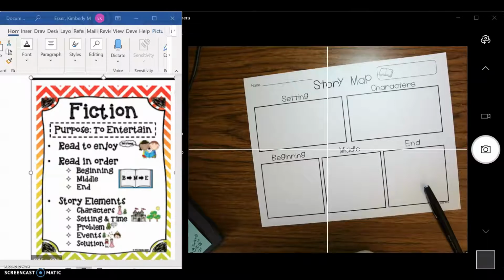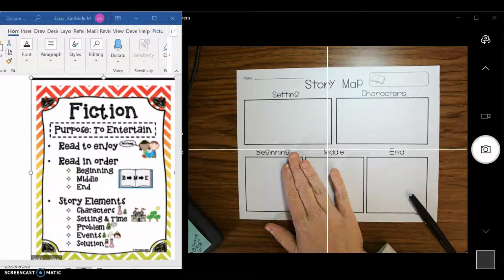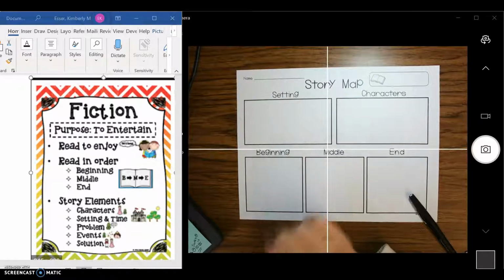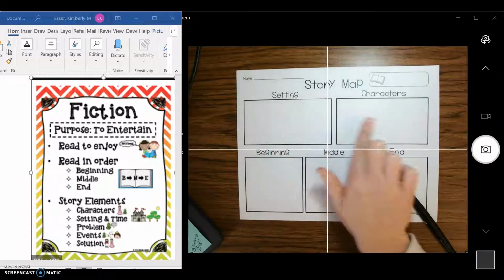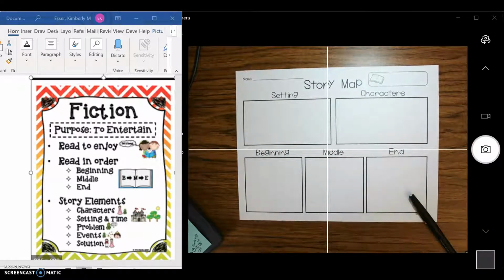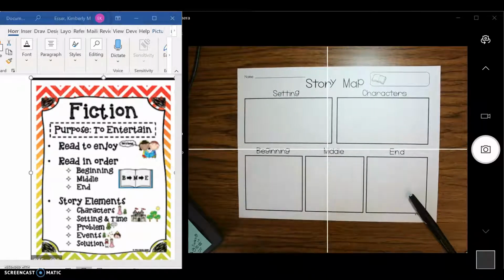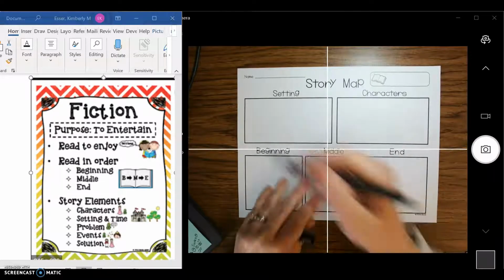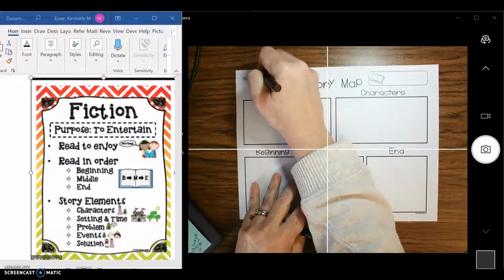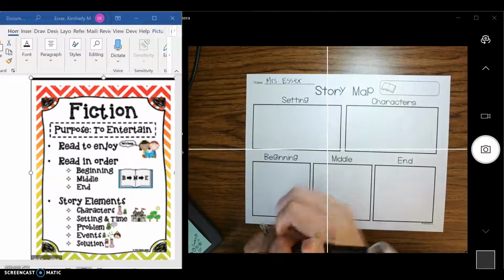Okay, if you are a scholar and you are learning face-to-face, this worksheet is going to be in your folder. If you're a remote scholar, you need to pause the video and get a blank sheet of paper or a notebook paper and draw this graphic organizer. So when you draw it, you'll have 5 different sections: setting, character, beginning, middle, and end. Okay, so pause this video if you need to, but for face-to-face scholars, this paper is going to be in your folder. Go ahead and write your name at the top. And then let's talk about what we're going to be writing about.